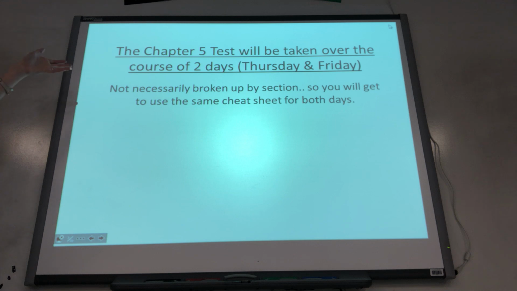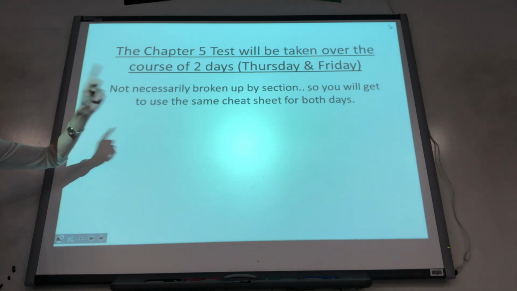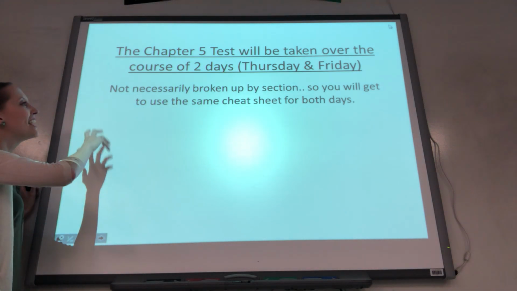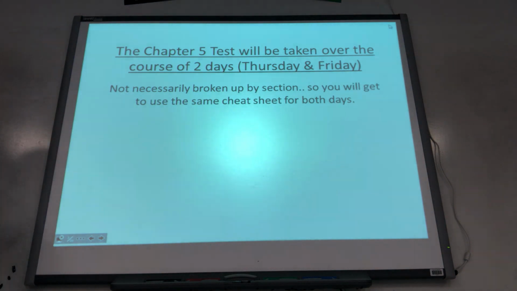So you can write down whatever you want of this, but this is just kind of explaining how it's going to work. It says the Chapter 5 test will be taken over the course of 2 days, Thursday and Friday. I had my days mixed up yesterday, so make sure you have that, Thursday and Friday. And I put up here also that it's not going to necessarily be broken up by section. Like it's not 5-1 and 5-2 tomorrow and then 5-3 and 5-5 for Friday. I couldn't do that because some of what we learned at the beginning of the chapter, like solving equations and stuff, we ended up doing that again later in the chapter. So it's hard to break it up in that way.